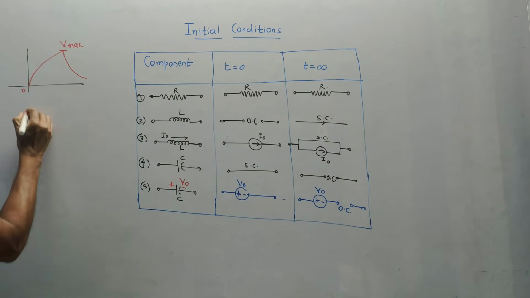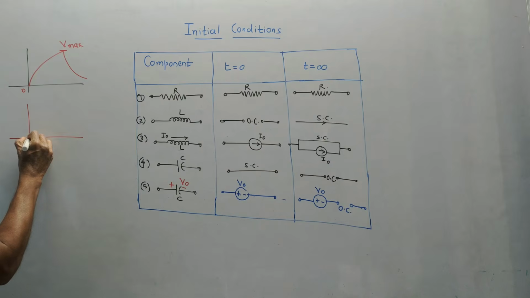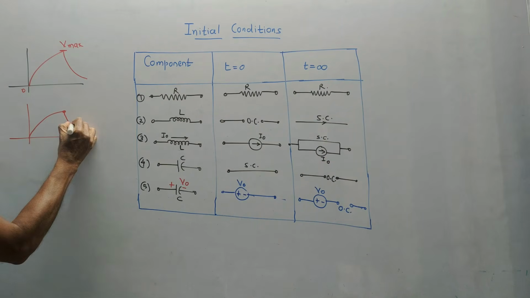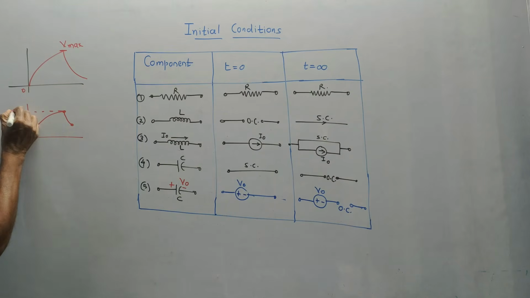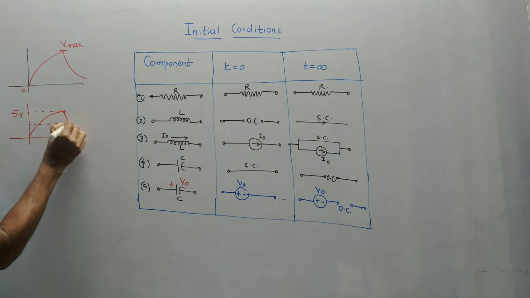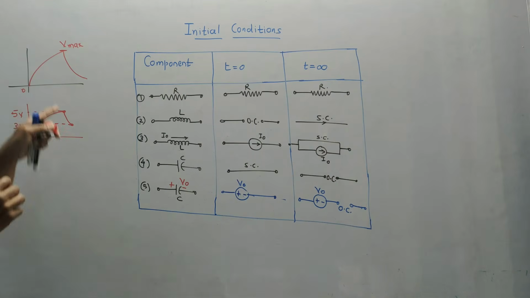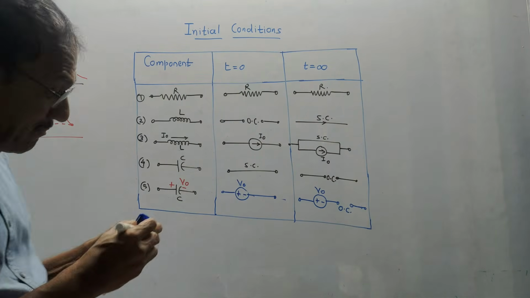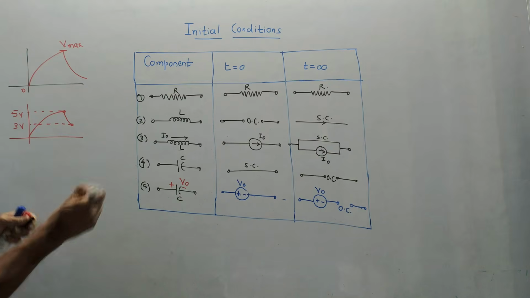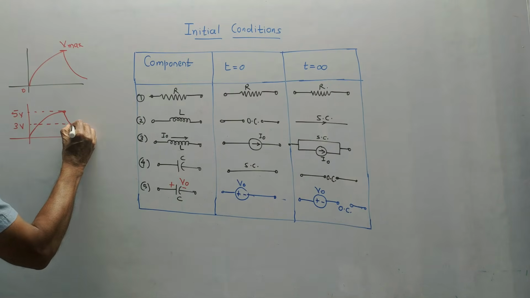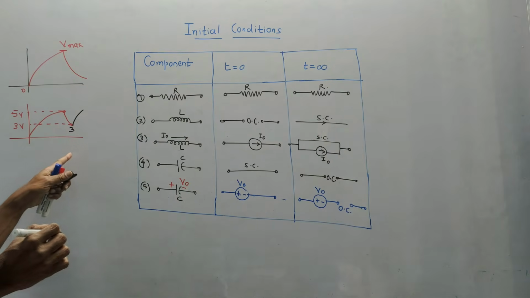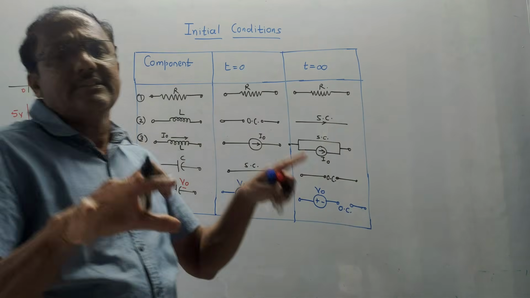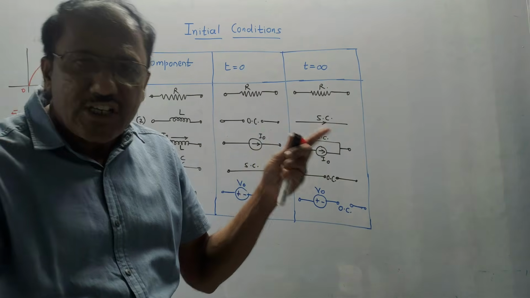Suppose someone has used the capacitor, it gets charged up to this value V max, then it will get discharged. It has not yet reached 0. Say V max is equal to 5 volt. It gets discharged up to 3 volt only, not up to 0 volt. And meanwhile, if another person starts using this capacitor, then the charging will start from 3 volt. It will not start from 0 volt. This represents an initial condition.